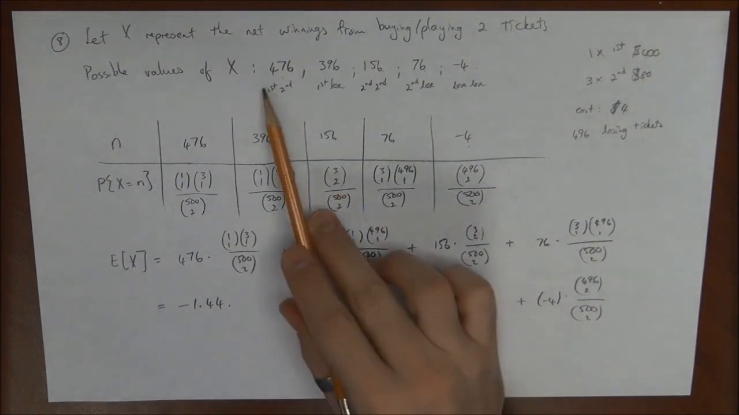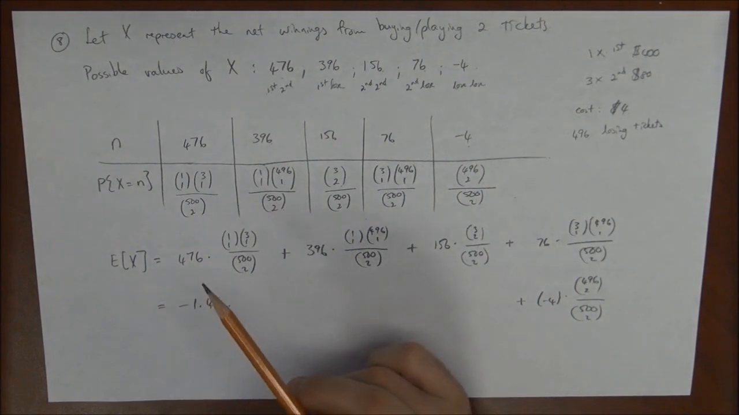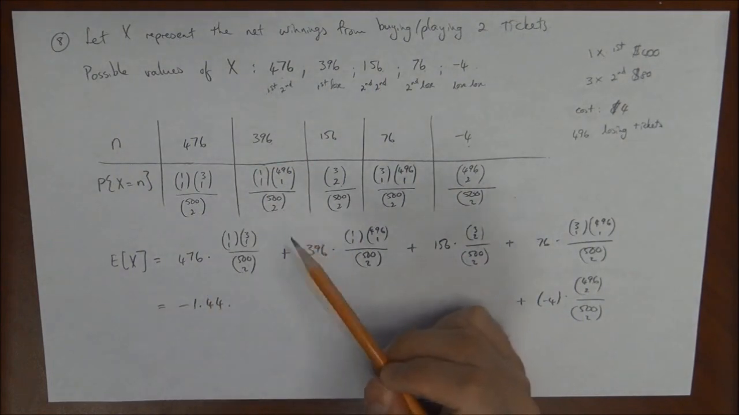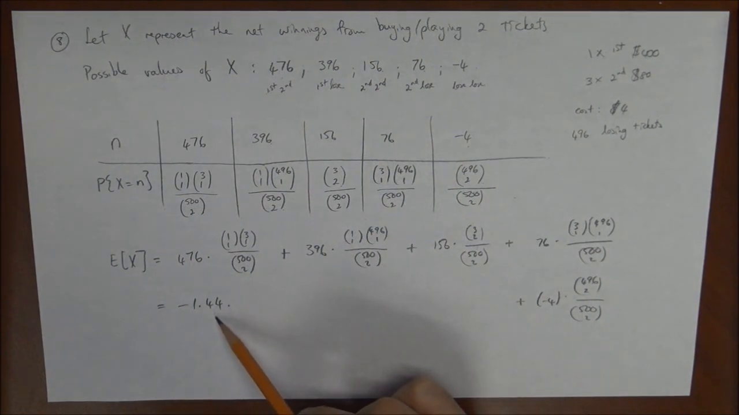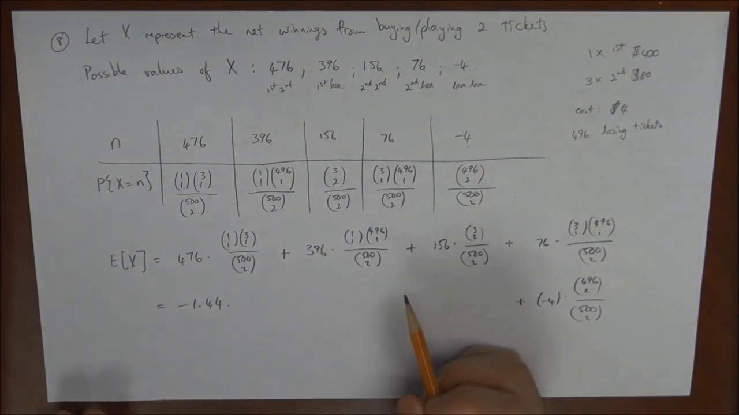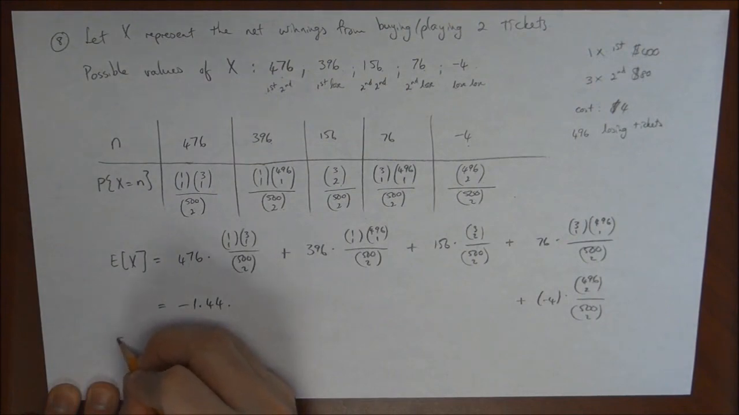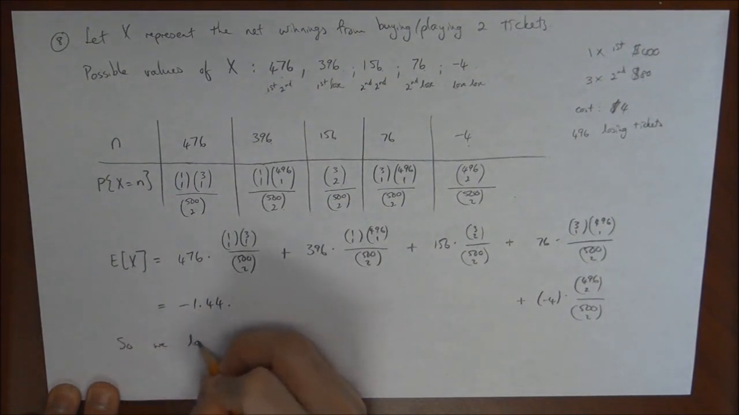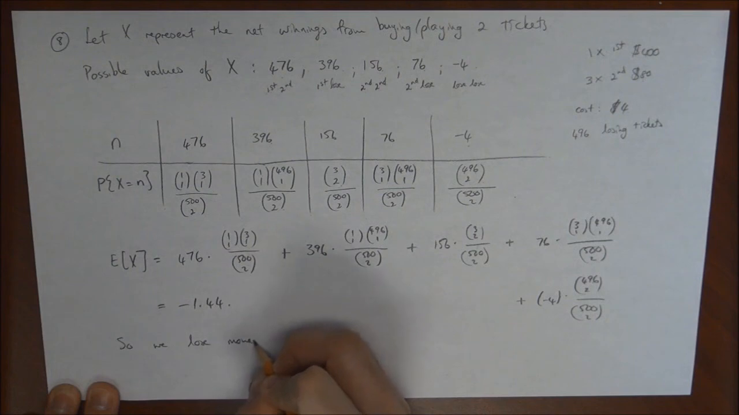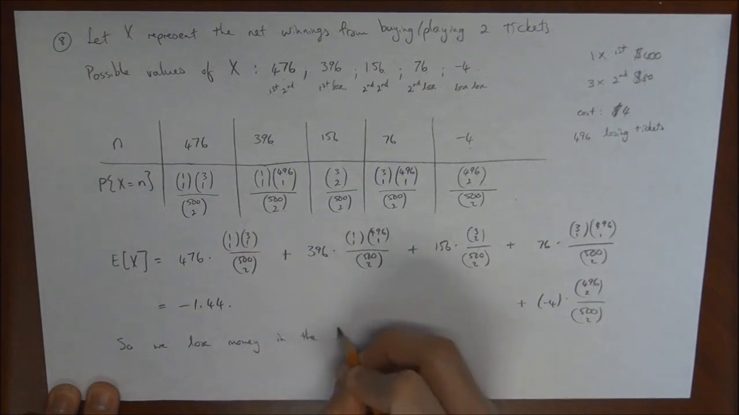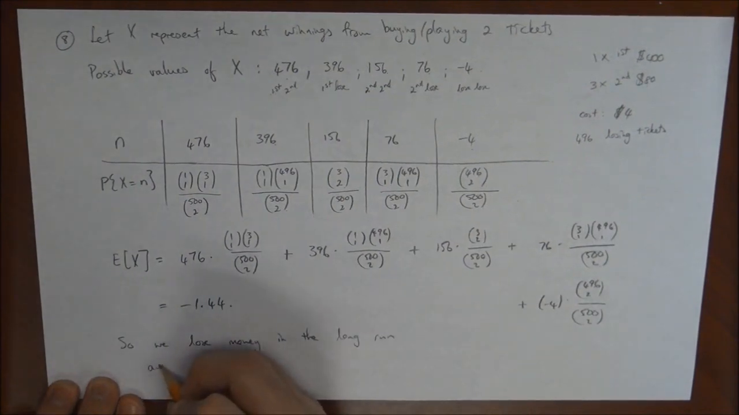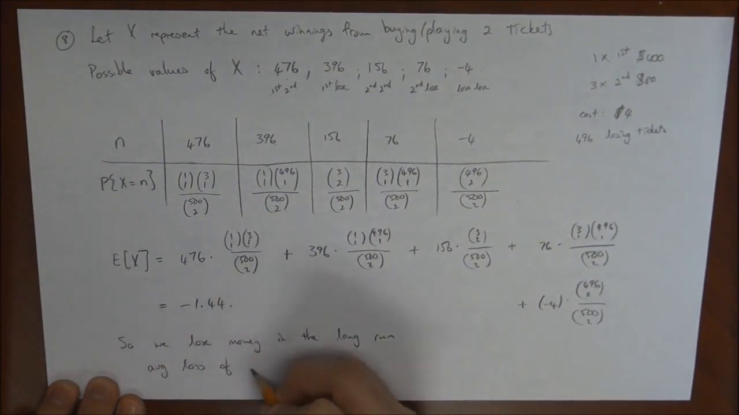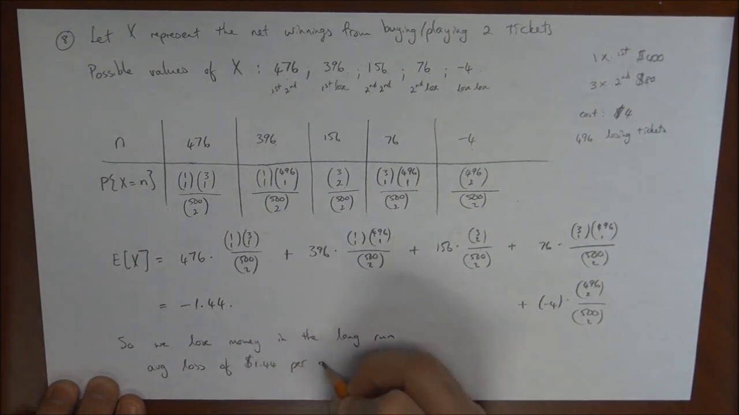Yes, I might win first and second prize the next time I play. But if I keep going, I'm going to lose enough times to slowly get me back to this average. So this means that we lose money in the long run. An average loss of $1.44 per game.